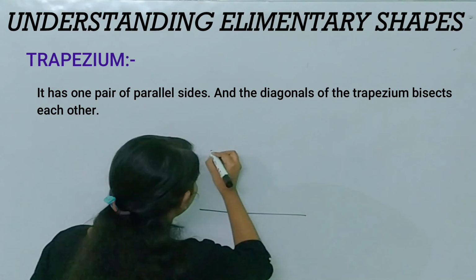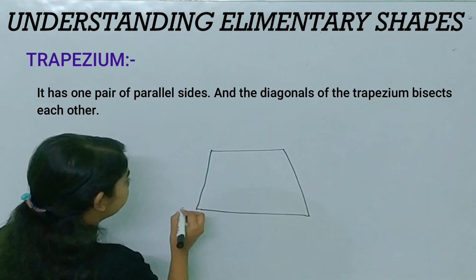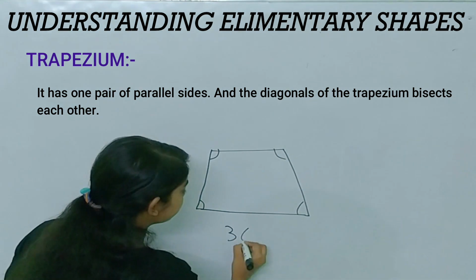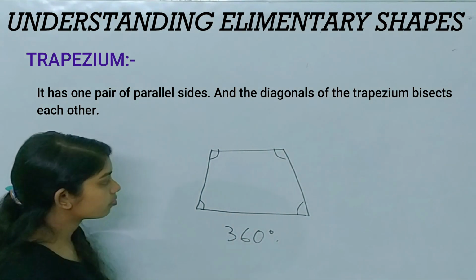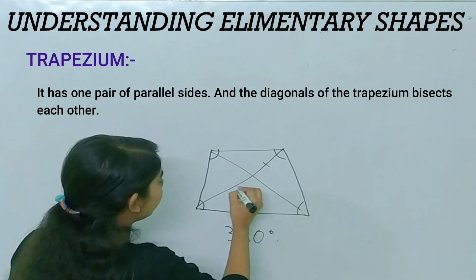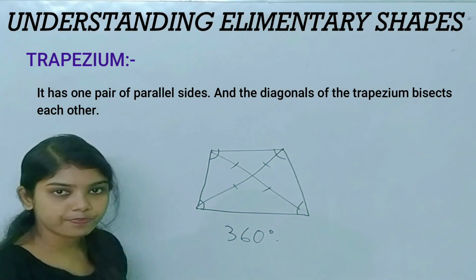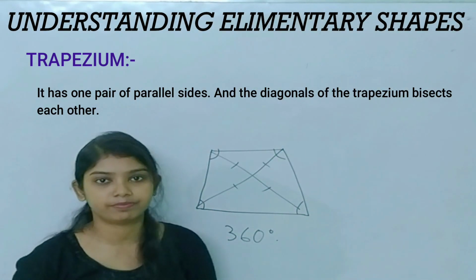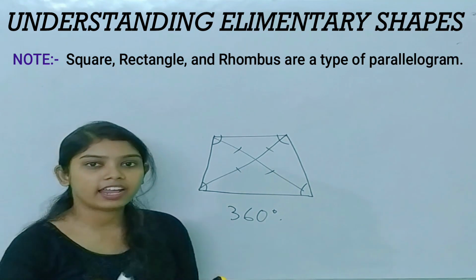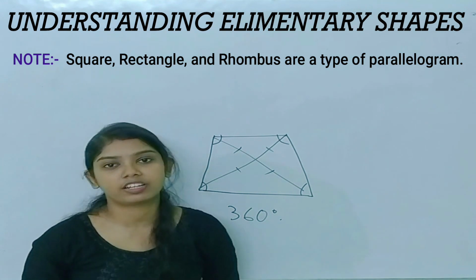Here there are two parallel lines and all the angles together form 360 degree. Okay? And the diagonals also bisect each other. That means this side is equals to this side and this side is equals to this side. Okay? So this was all about trapezium. Now there is an important note. Square, rectangles and rhombus all are parallelograms. सारे एक तरह के parallelograms हैं.